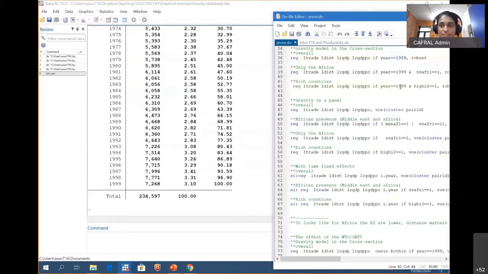Okay, so I'm going to run this for 1 year because I want to see what happens in the cross section first. Always, always, always correct your standard errors. So always do comma robust. Do not forget to correct your standard errors. Okay, so let me run the basic gravity model here.